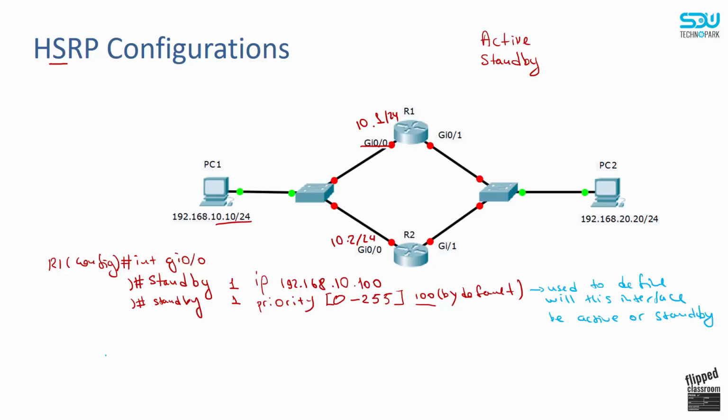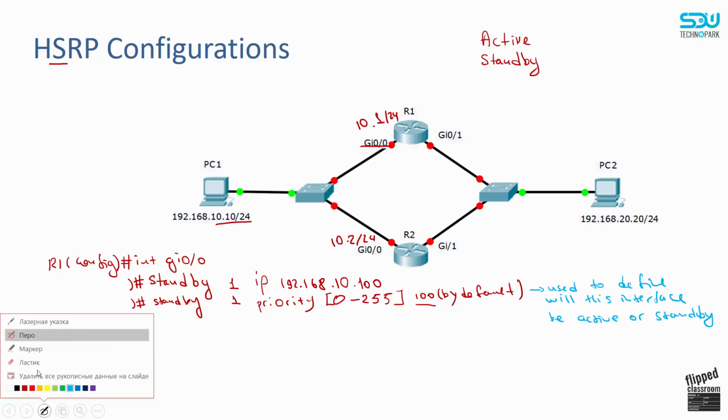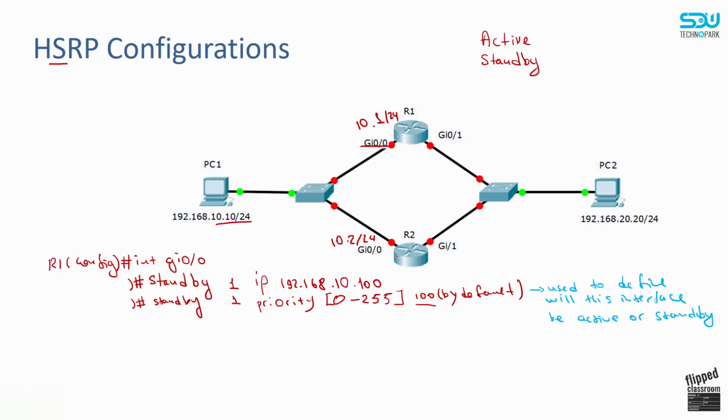And in case the priority of another router, like router 2, will be lower than 100, then router 1 will become active. In the vice versa situation, router 1 will become a standby router. What else can we do? We can also configure the version of the protocol. So we'll just write standby version 2.